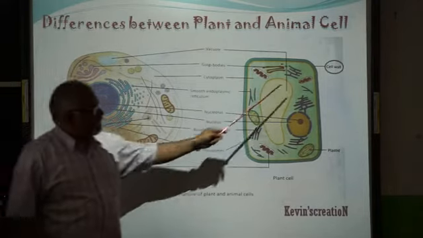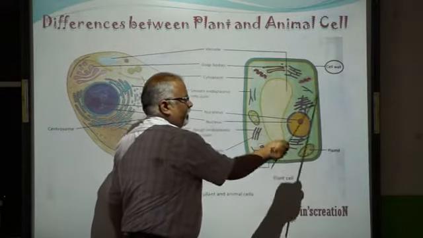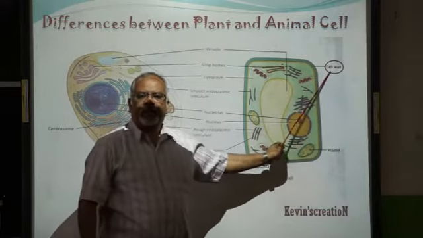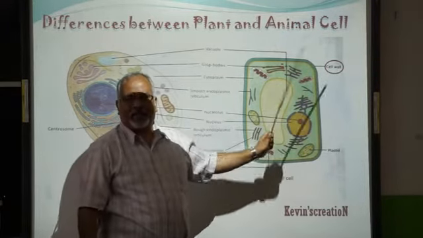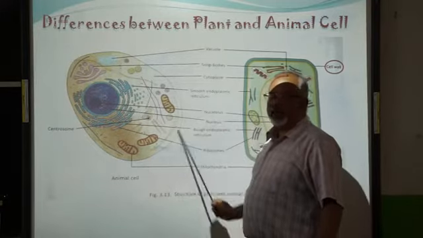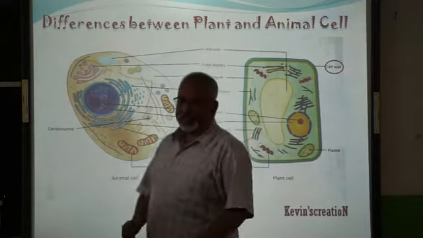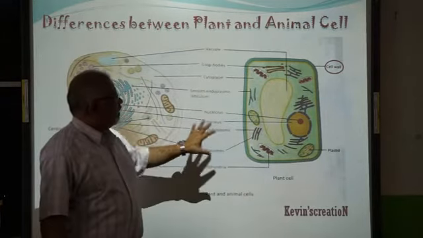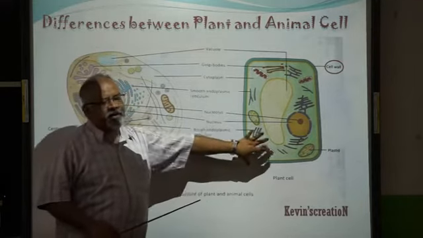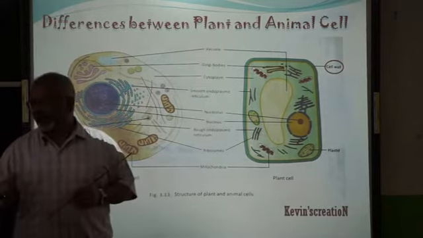Now look at this cell wall. One additional covering, a protective covering, is there, which is called the cell wall. This cell wall is present in plant cell, but if you look at the animal cell diagram, we don't have a cell wall around the cell membrane, whereas the cell membrane is present in both. So cell wall is present in plant cell, it is not there in animal cell.